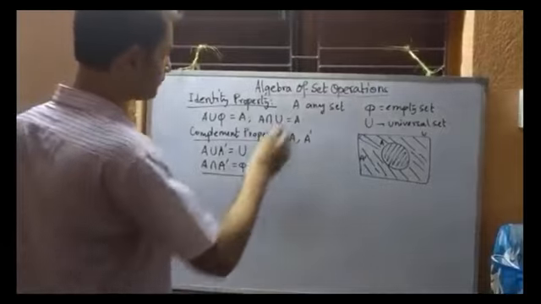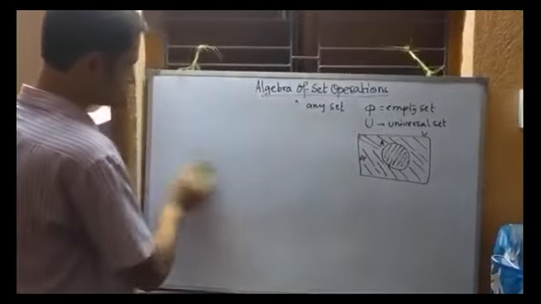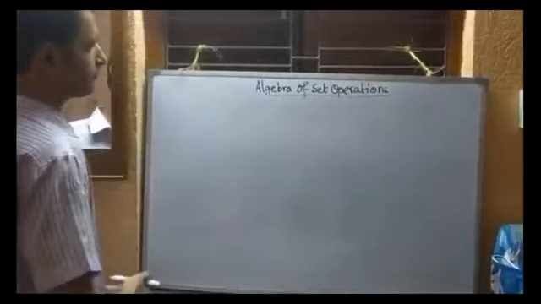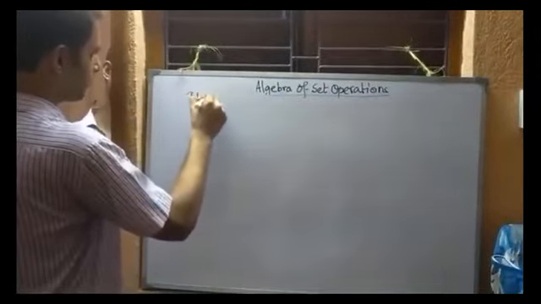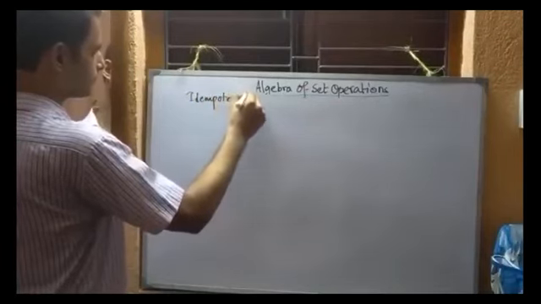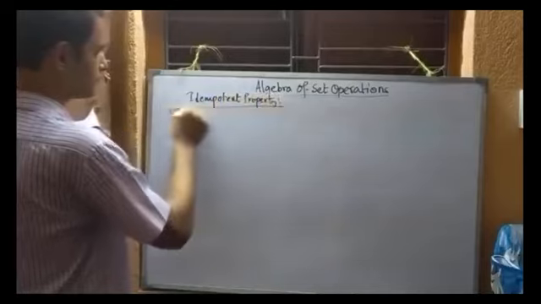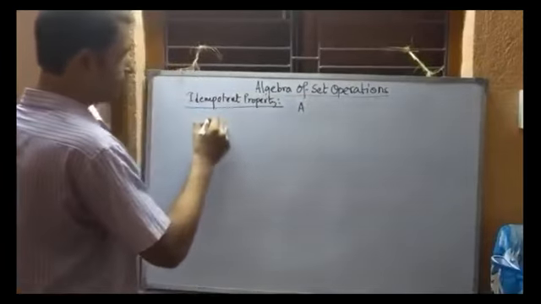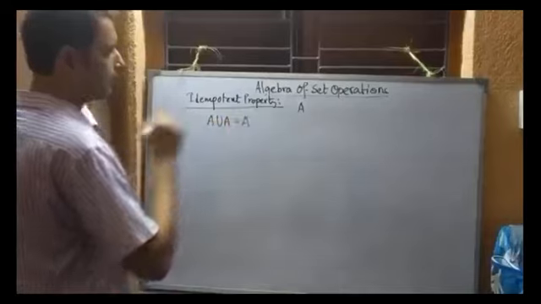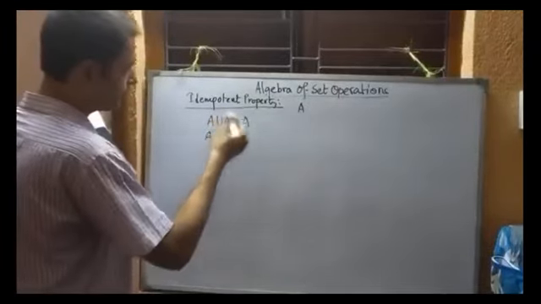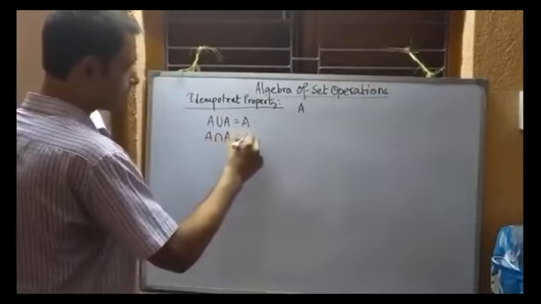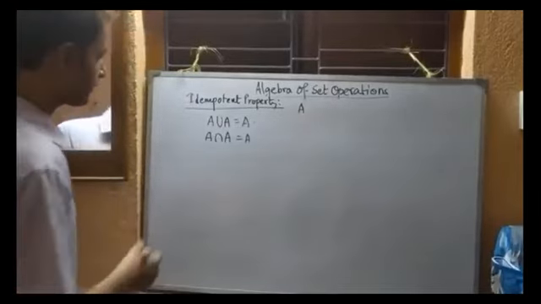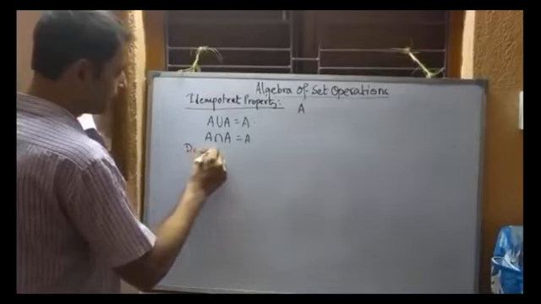Next we go to the idempotent property. Idempotent property says if you take any set A and if you take the union with itself, it will be A. And again, if you take the intersection with A itself, it will be again A. These two are called the idempotent property. There is another property called the dominance property.